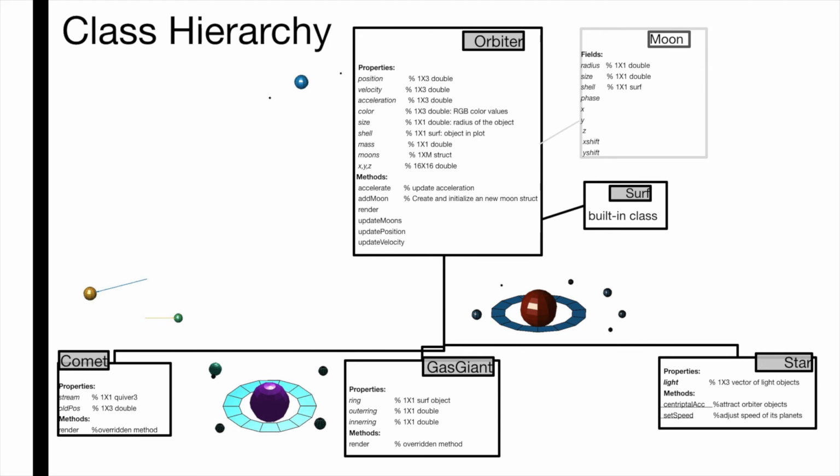This diagram outlines relationships among classes. Moon and Surf are properties of the orbiter class. Moon is a struct, while Surf is a built-in class. Comet, gas giant, and star are children of the orbiter parent class. They inherit all the properties and methods of the orbiter class, while introducing some of their own.